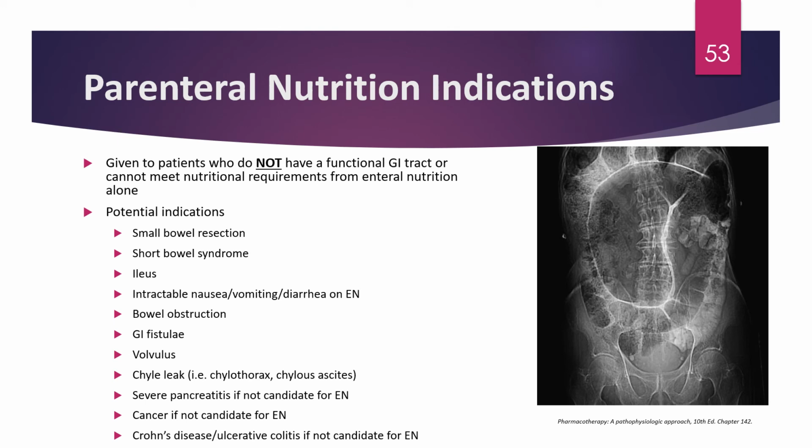And then Crohn's disease and ulcerative colitis, if not a candidate for enteral nutrition. That is more diffuse. There are lots of Crohn's disease and ulcerative colitis patients that can tolerate normal oral feeding or enteral feeding. It's only if it progresses to the point where they're not able to take it in. Then in those cases, they can get parenteral nutrition.